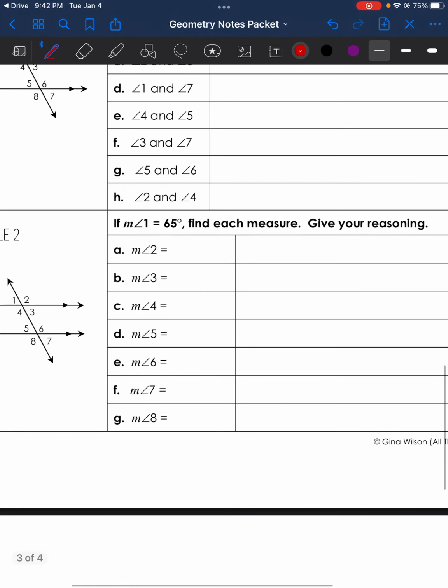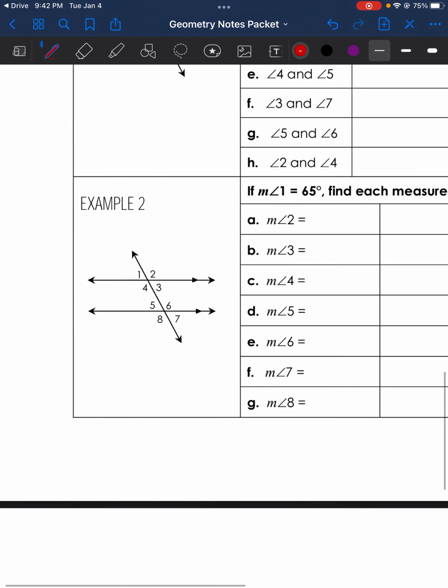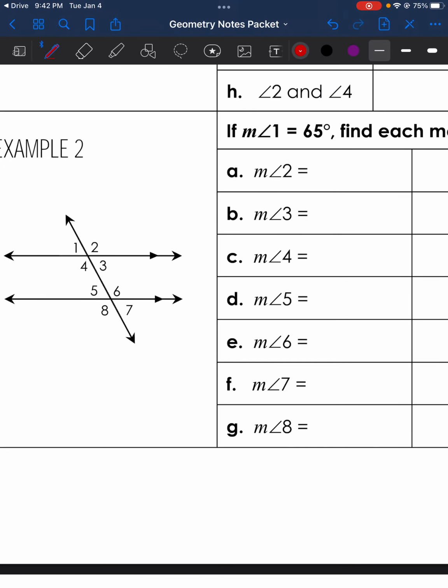All right, so if the measure of angle 1 is 65 degrees, find each measure. Well, we only know one angle. Can we really find the rest of them? Well, let's take a look. If the measure of angle 1 is 65 degrees, so we know that this is 65 degrees.